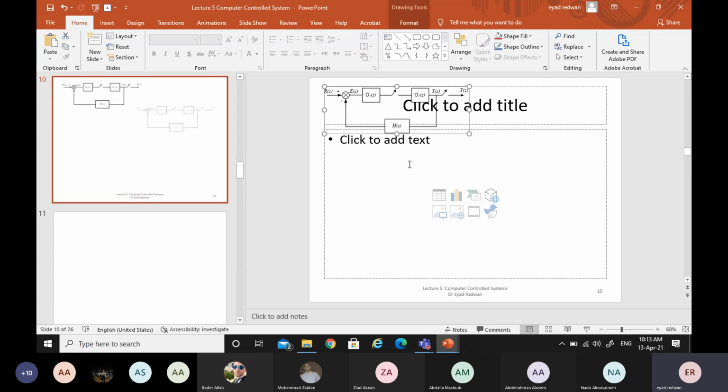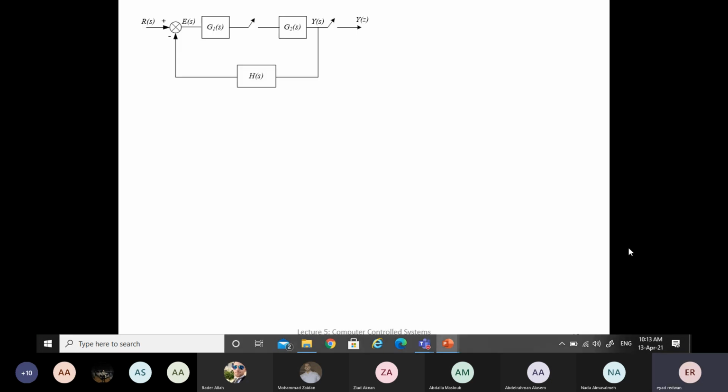Let me take this one, and I'll leave the rest for you to verify it. Now again, this is the output Y of S, and it is fed back through this path H of S back here. So let's first write Y of S.